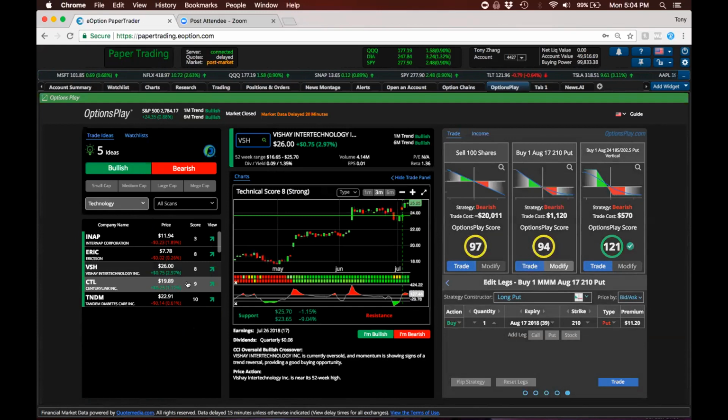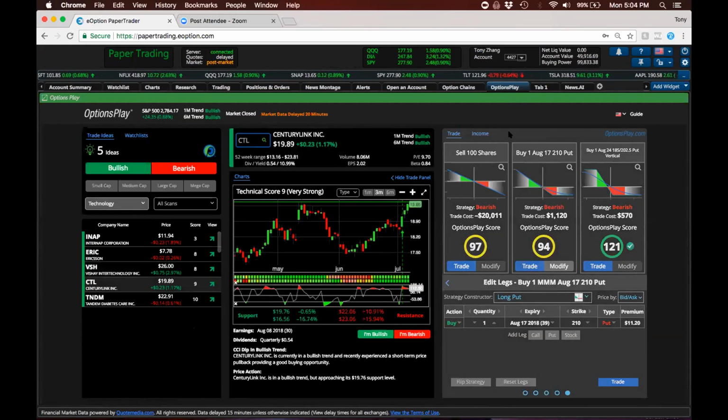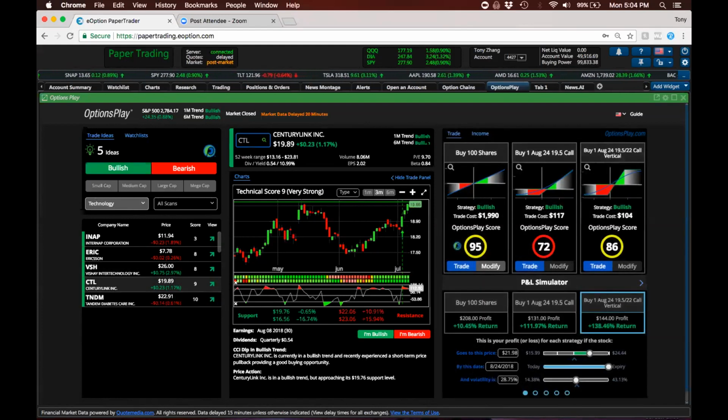So here's, let's say, CenturyLink. Here's a name that I think most people recognize. This is saying to take a look at CenturyLink. What this does is it provides you with the analysis of the underlying stock, and then lastly, a trading tab to show you how to actually take advantage of a bullish move on CenturyLink. Looks like the internet that I have here is a little slow.